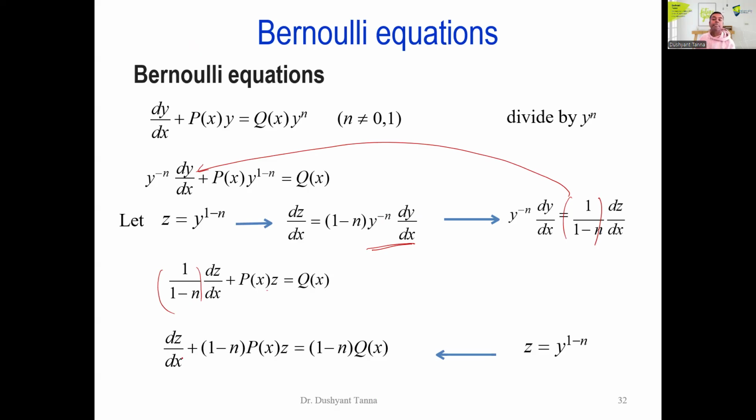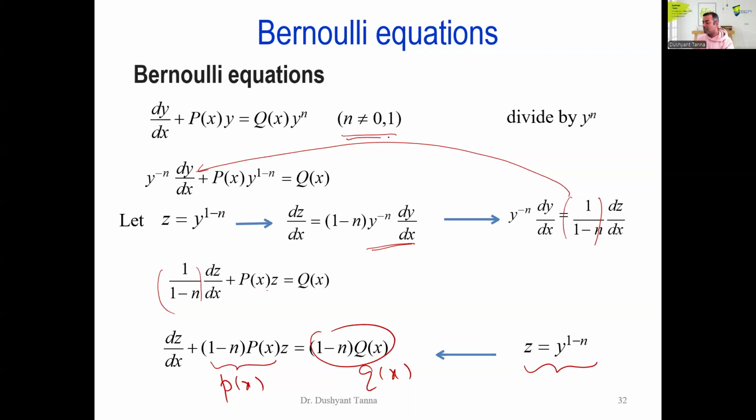And this is our linear differential equation, right? It is similar to dy/dx plus P y equals Q. This is your new P, we call it small p, and this is your new Q, we call it small q. Once we integrate everything, finally we will replace our borrowed variable z, because the question was in x and y, so the answer has to be in x and y.